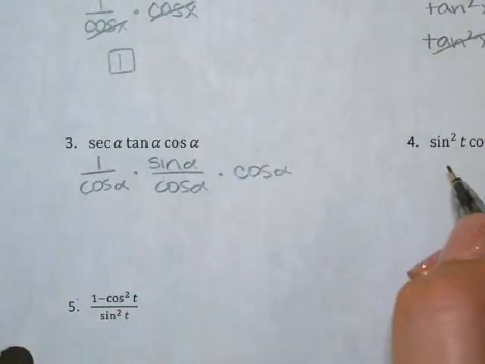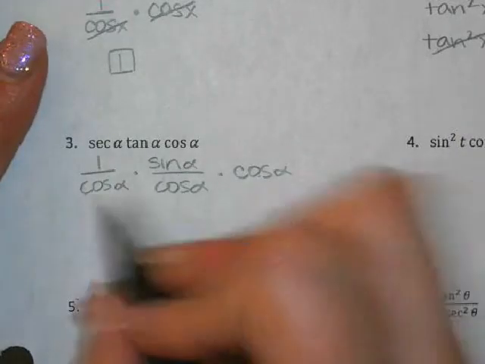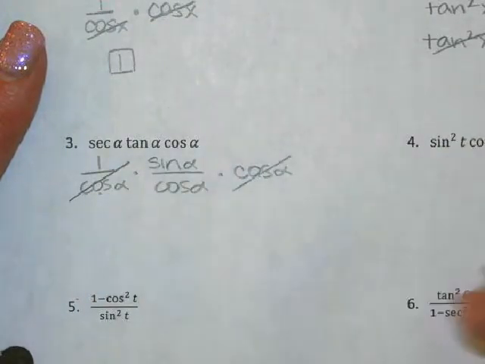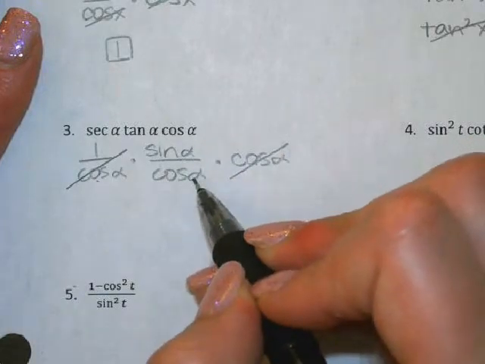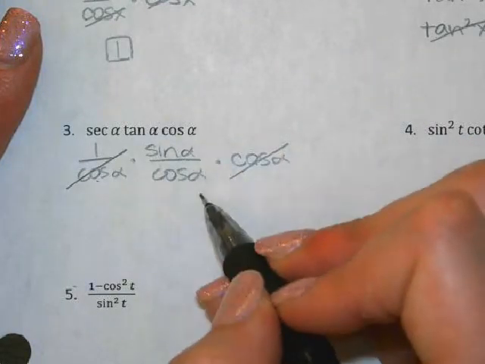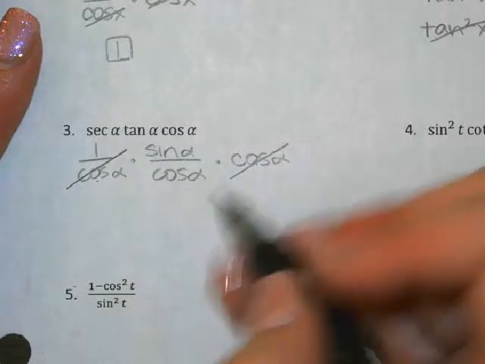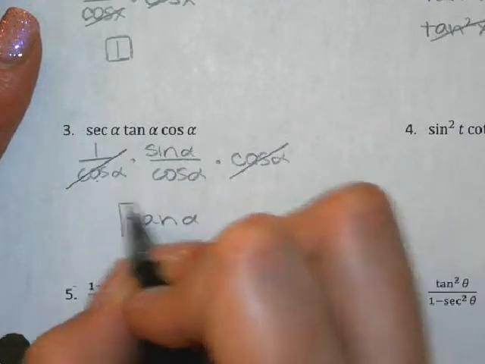So what we did is we just took that problem and we turned everything into sines and cosines. So what happens? Yeah, the multiply by cos and the divide by cos cancel. So there's a divide by cos, there's a multiply by cos. We have a sine over cos left over, and what's sine over cos? We just said it, right? It's tan. So we're just going to say tan alpha would be the most simple, and that's our answer.